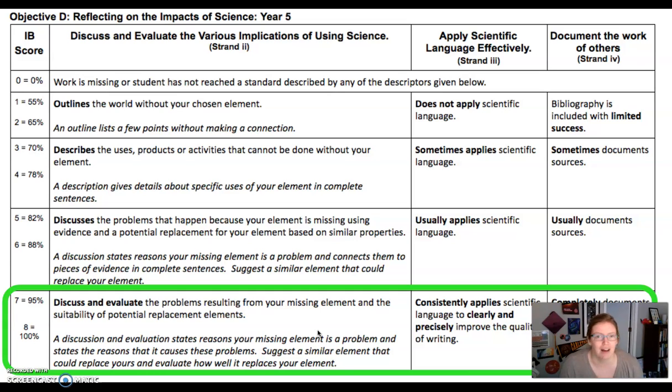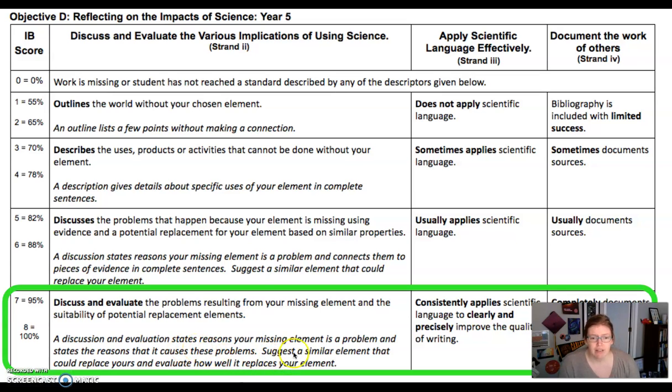I'm going to go in depth on, well, why do humans need oxygen to breathe? Why is it important that we have oxygen to have water? Why will it be bad if that disappears? What problems will that cause? So that's really going in depth. Why is it a problem? And what causes those problems about your element going away?